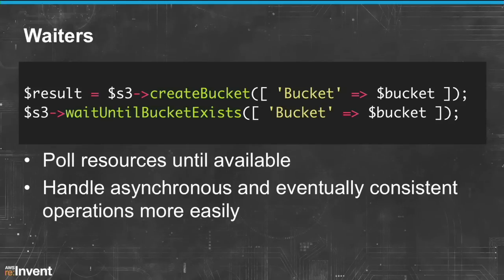So with this example, we're doing create bucket, then we're doing wait until bucket exists, and our script will pause there until the bucket is actually ready to use. So then we can immediately do something like list objects in that bucket or put object right away without having to guess at when it'll be available.